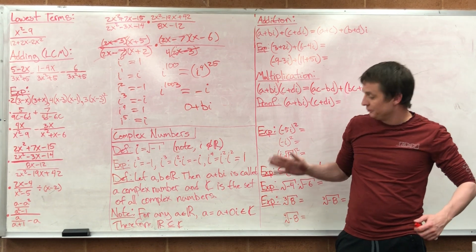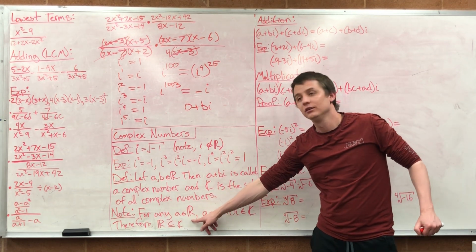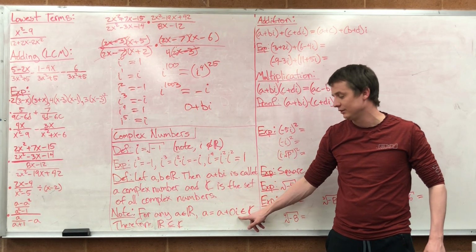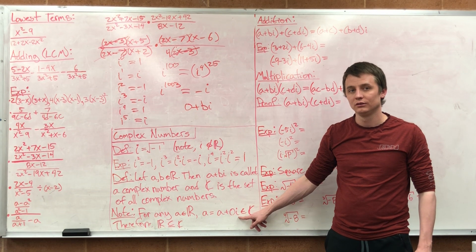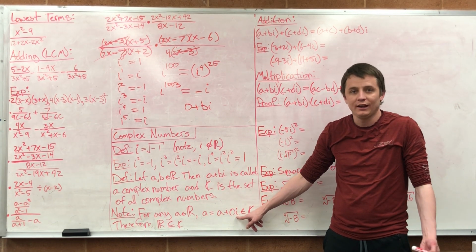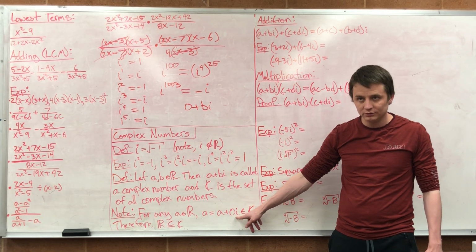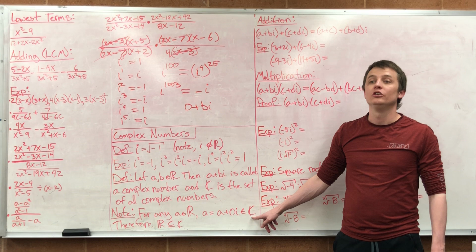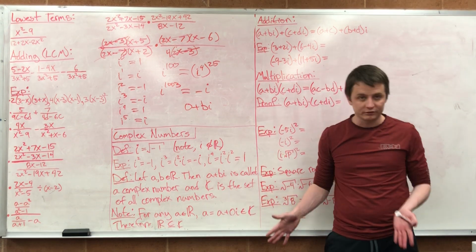Anyways, now notice that for any real number a, I can write a is equal to a plus 0 times i, right? Did I change a when I rewrote it as a plus 0 times i? No. It's still the exact same number. Notice that a plus 0 times i is now a complex number. So I just showed that any real number is a complex number. Not any complex number is a real number, but any real number is a complex number. So the real numbers are a subset of the complex numbers.